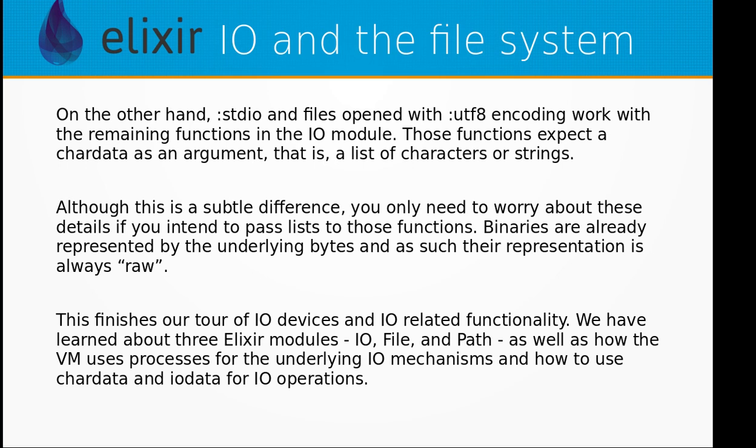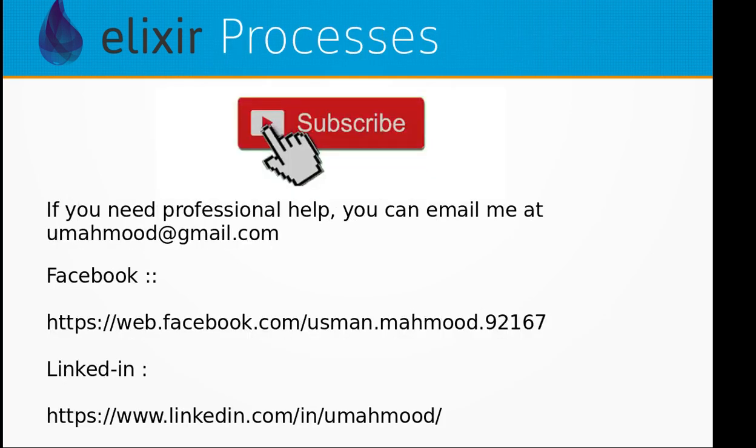This finishes our tour of IO devices and IO related functionality. We have learned about 3 Elixir modules, IO, File and Path, as well as how the VM uses processes for the underlying IO mechanisms and how to use character data and IO data for IO operations.